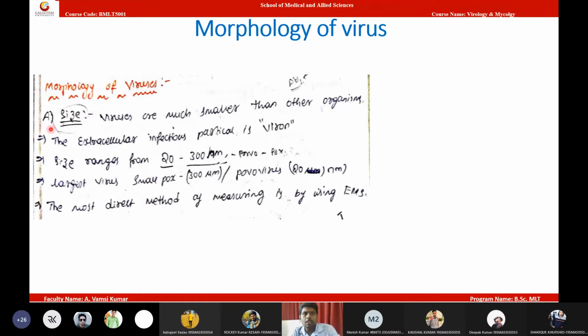So coming to the size. Size means the average range of viral sizes, from the smallest virus to the largest virus. The smallest viruses will always be measured in nanometers in diameter, so they are studied in nanometers instead of micrometers. The smallest virus is 20 nanometers in diameter, whereas the largest virus is around 300 micrometers in diameter.